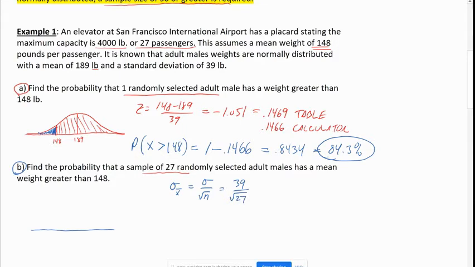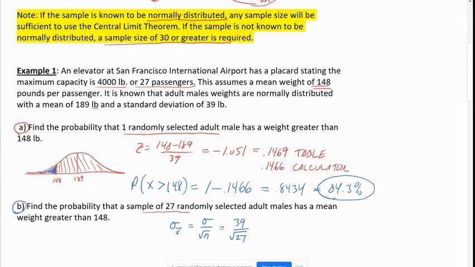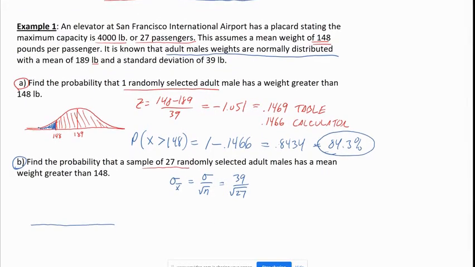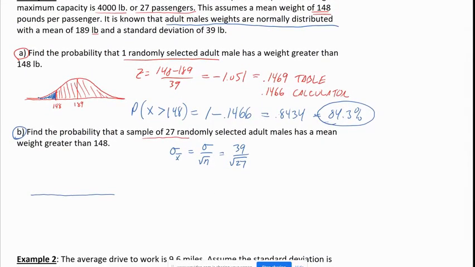Now, remember in the highlight up here, we said it has to be greater than 30 unless we know it's a normal distribution, and male weights are normally distributed. So since male weights are normally distributed, we don't need more than 30. A sample size of 27 is just fine if we know it's from a normal distribution. If it was from a distribution that we weren't sure was normal, we would want to make sure we had more than 30 people in our sample.